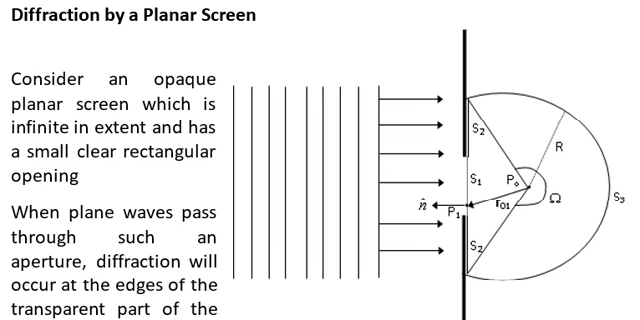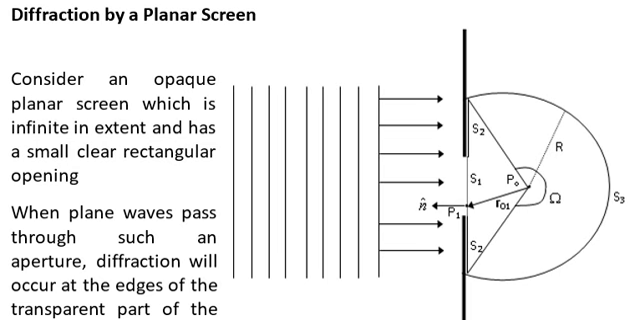Now consider another point P1 which is lying on the clear aperture S1. So P1 is any point on the aperture S1. The position vector of this point P1 with respect to P0 is R01, and n hat is a unit vector at the point P1 to the surface S1, and this is normal to the surface S1.